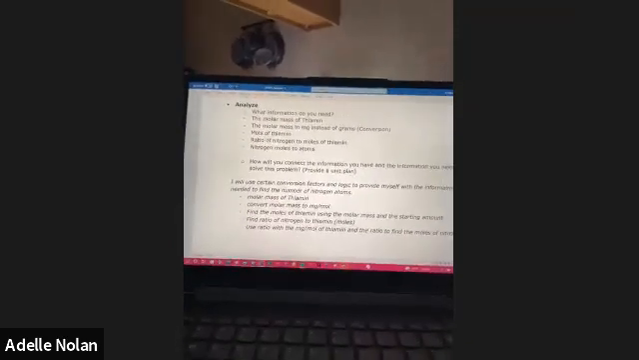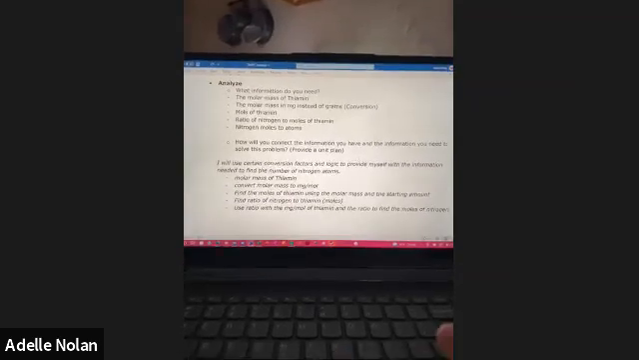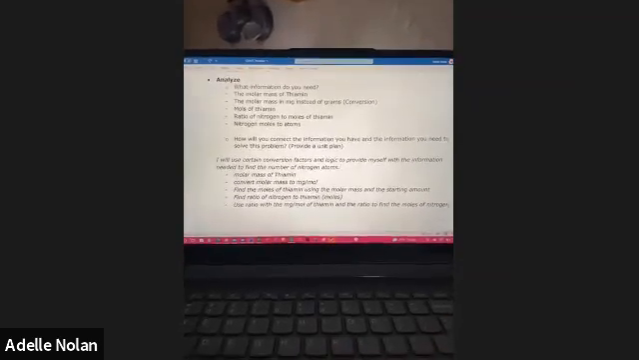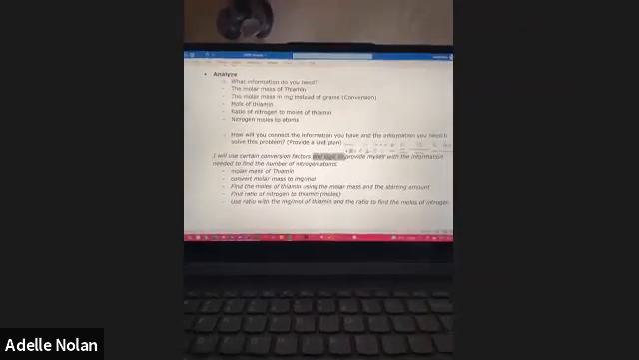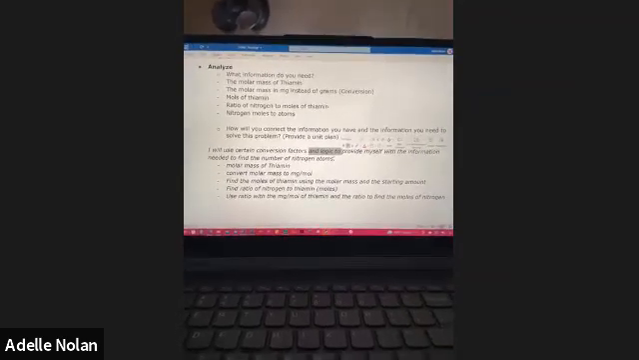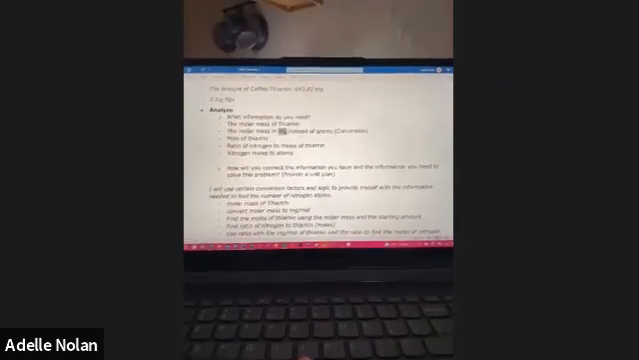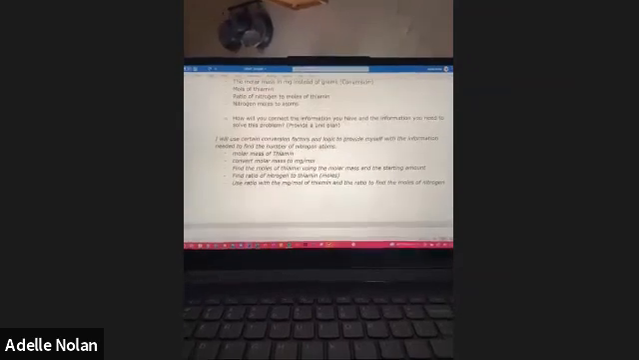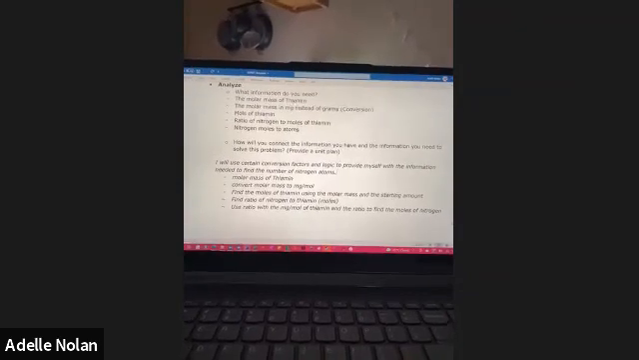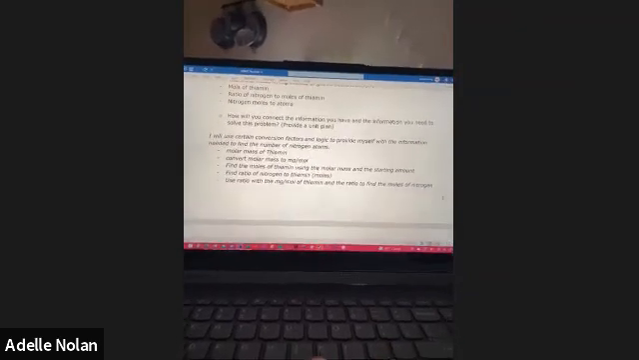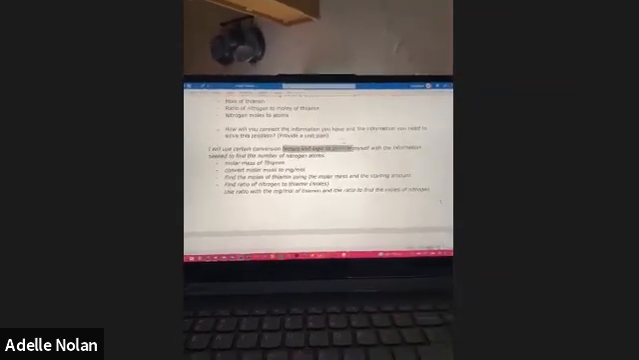How will you connect this information you have and the information you need to solve this problem? So I did some bullet points and a sentence. I said I will use certain conversion factors and logic to provide myself with information needed to find the number of nitrogen atoms. I added logic here, although it's pretty broad, as just a way of representing this idea that you need to actually analyze the problem, like realize that the starting amount is in milligrams and the molar mass when you solve it is in grams, and you need to critically think about that. Also things like diatomic molecules and all that stuff, or diatomic atoms, you know what I mean. So yeah, that's why I included logic there.